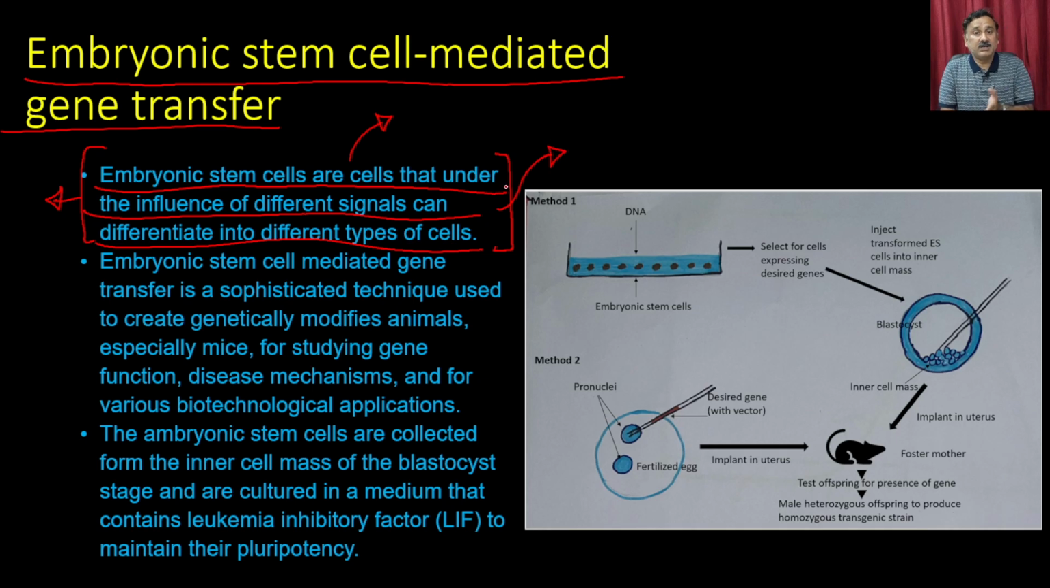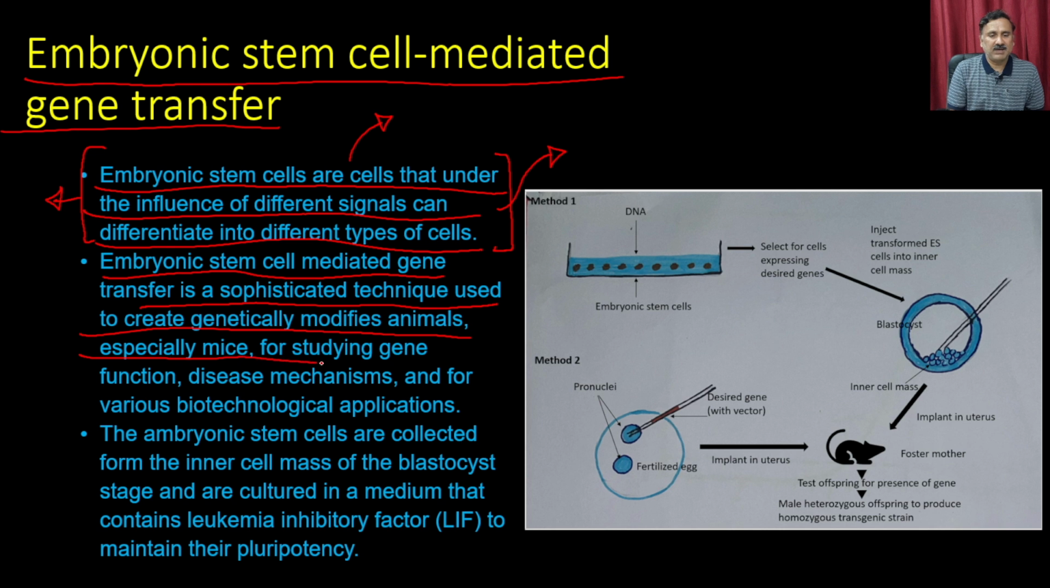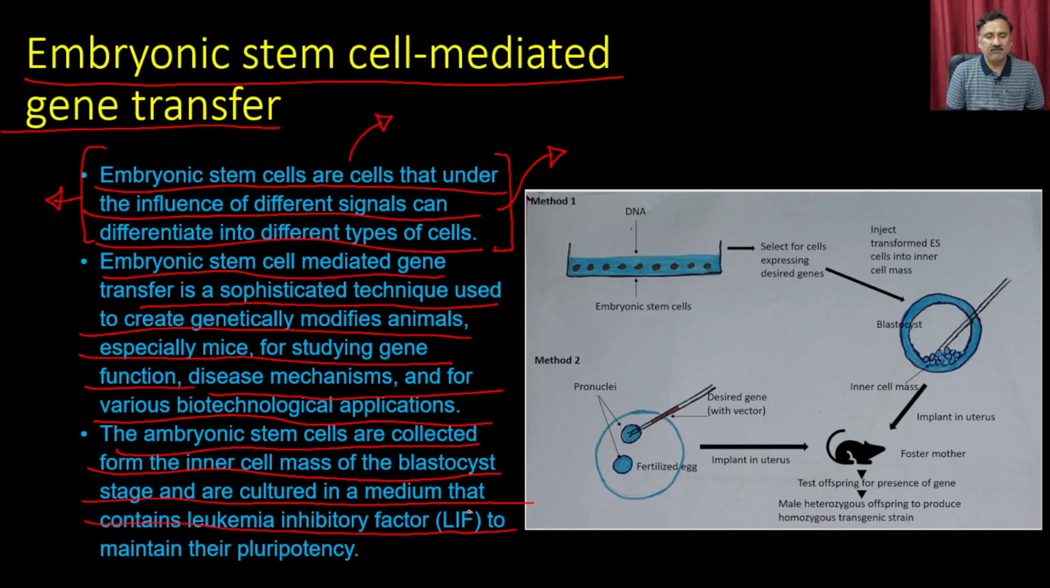And that is why they have enormous potential for differentiation and de-differentiation. Embryonic stem cell mediated gene transfer is a sophisticated technique used to create genetically modified animals, especially mice, for studying gene functions or disease mechanisms, and for various biotechnological applications. The embryonic stem cells are collected from the inner cell mass of the blastocyst stage and cultured in a media that contains leukemia inhibitory factor or LIF to maintain their pluripotency.